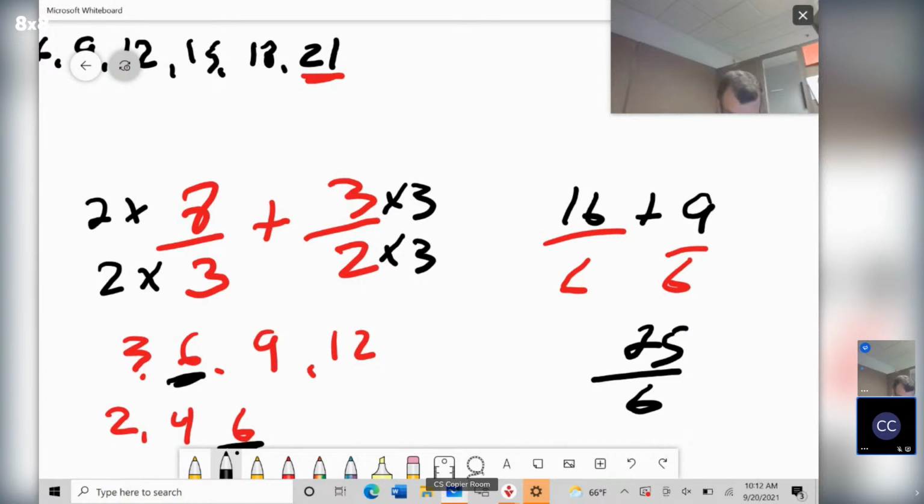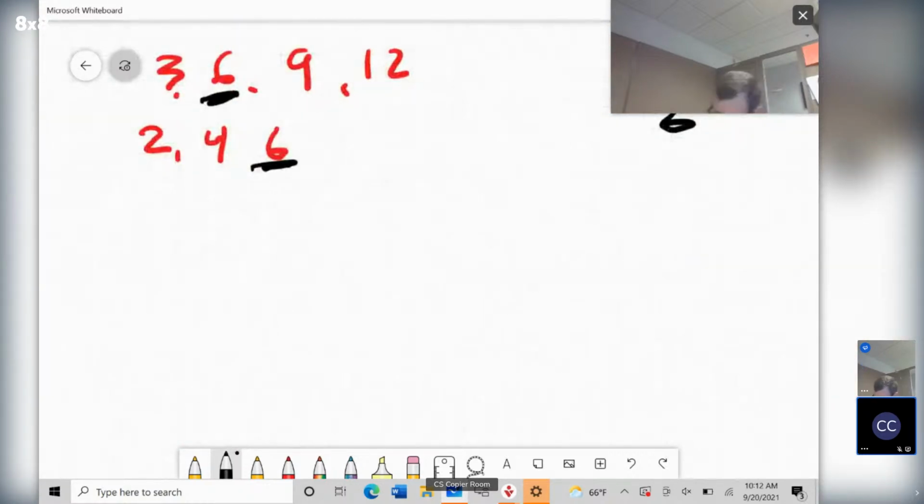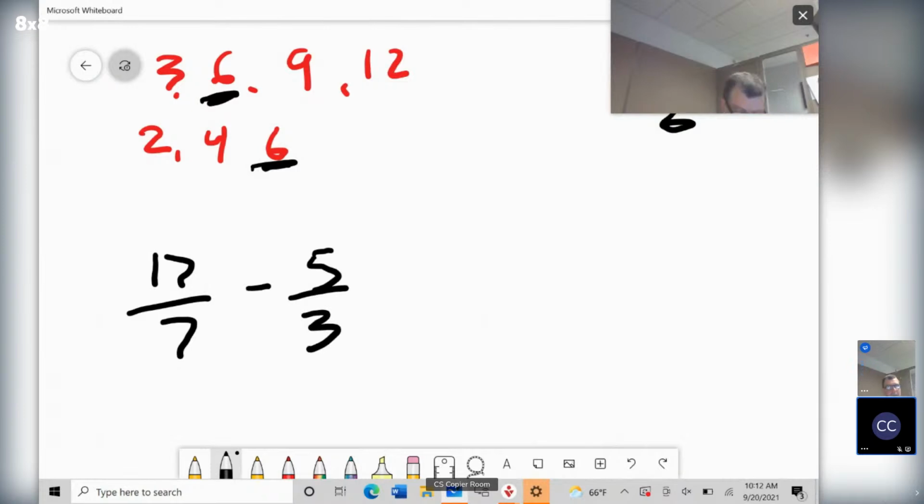Okay, let's do one more, just so we get the hang of this. Let's do 17 over 7 minus 5 over 3. Once again, 7 and 3, you multiply them, you're going to get 21. So a lot of these, you guys, if you are having a hard time with this, one thing you might want to do, if you've got a multiplication chart, that would be helpful, because then you can look at the 3s, you go across, it'd be 3, 6, 9, 12, 15, 18, 21.